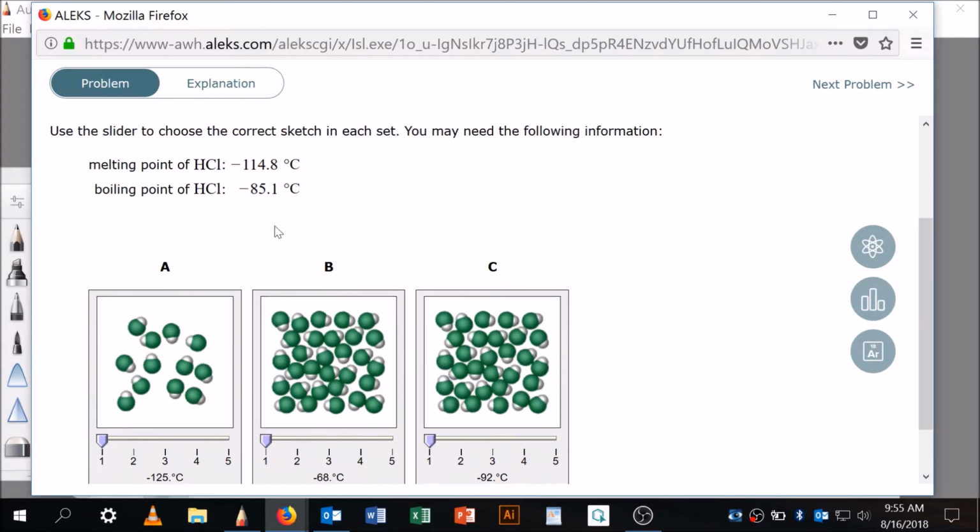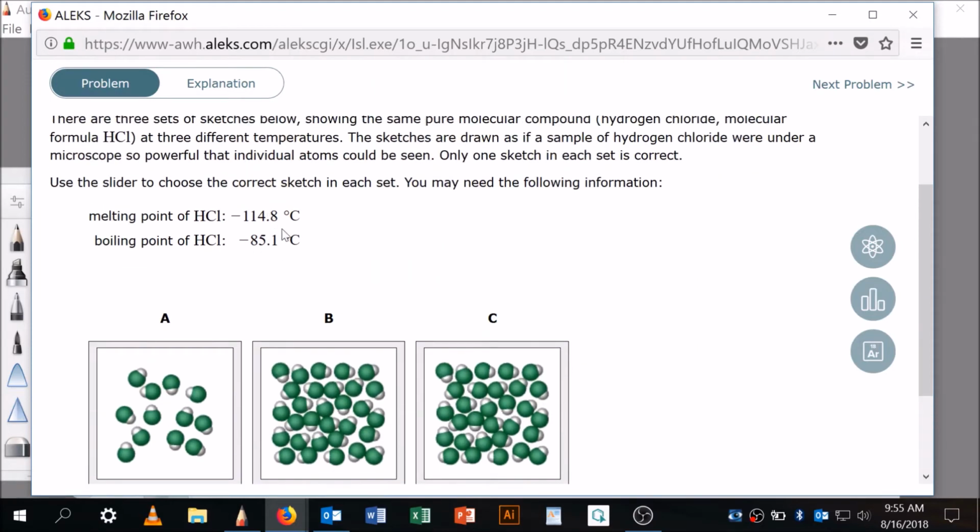So now let's look at this. If we have a melting point of minus 114 and a boiling point of minus 85, that means that something bigger than minus 85 is going to be a gas, right? I'm not even looking at the temperatures below yet.